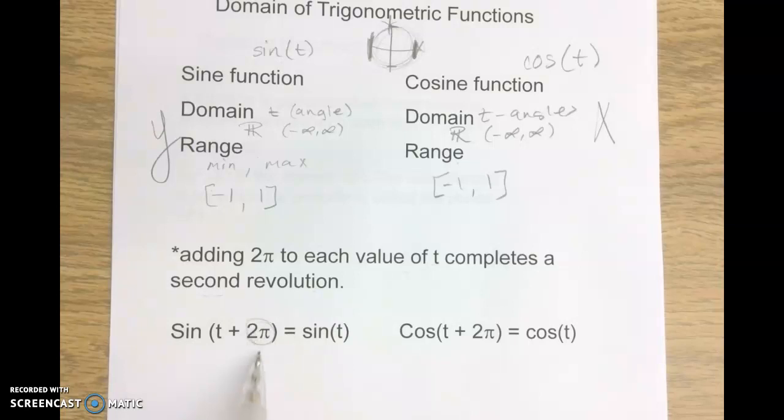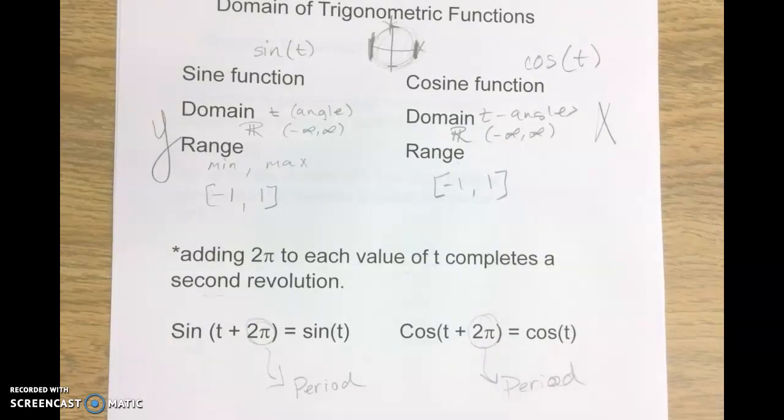And this 2 pi we call a period. So one revolution is also known as a period. I could get back to that same spot. So let's just say here's my circle, and at pi/4, well, I can add another 2 pi and I end up at the same location.